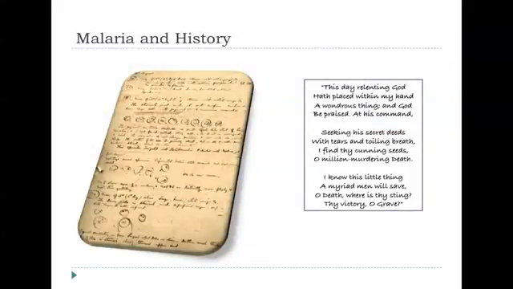He kept these elaborate notebooks describing the ring forms that he saw in the blood and so forth. But he also penned some poetry, couldn't help himself. He actually captured his discoveries in verse here. And I particularly like this famous phrase. He said, seeking his secret deeds with tears and toiling breath, I find thy cunning seeds, O million murdering death.